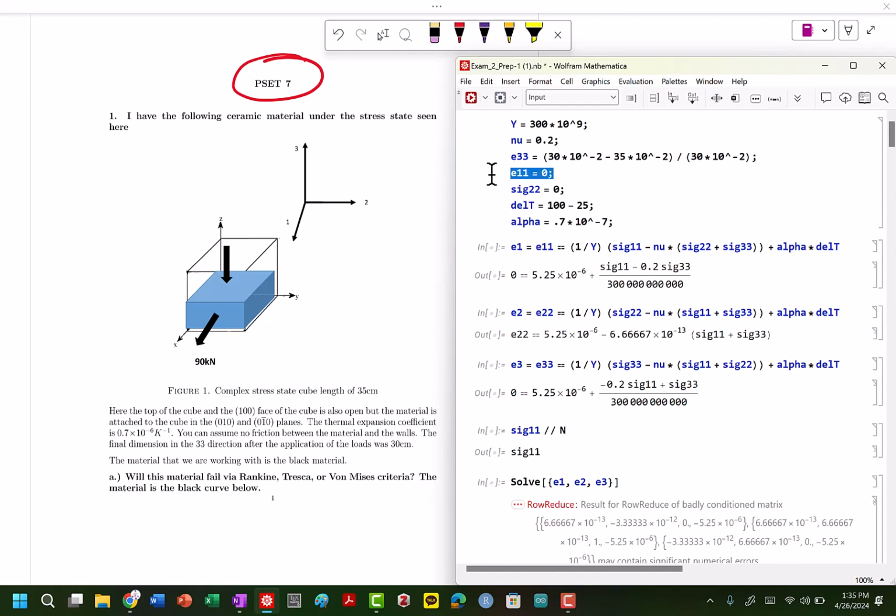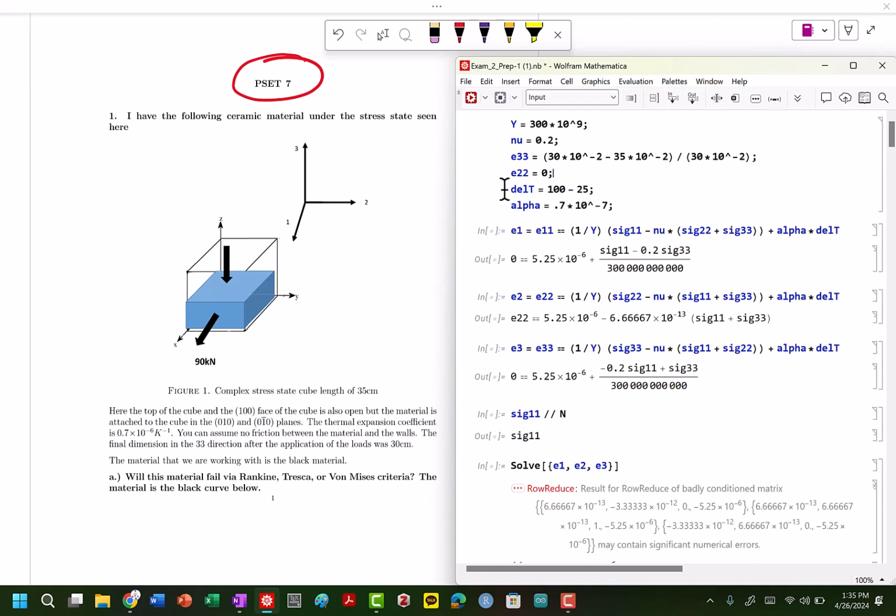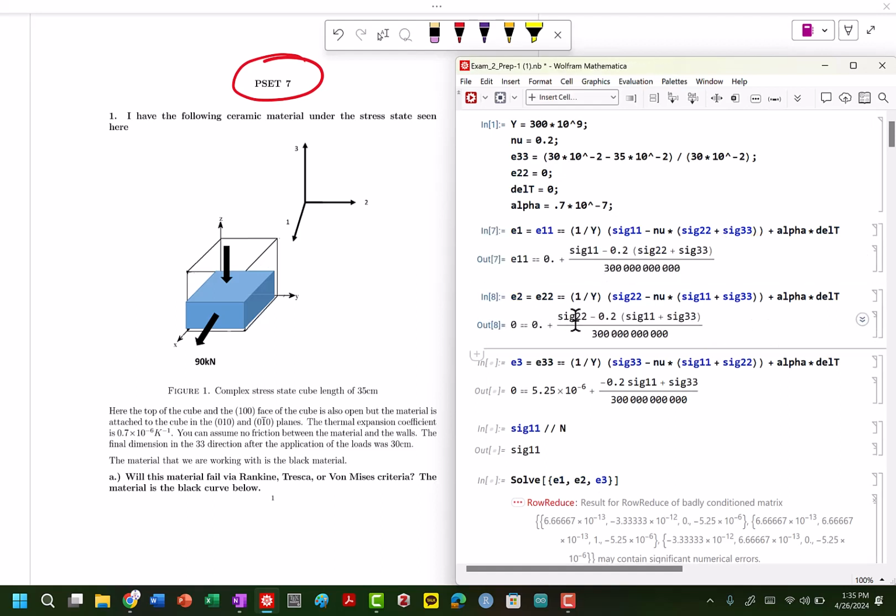We know that E22 is equal to 0. And then there should be a stress. There's going to be strain in all those other directions except for that. So our delta T is 0 for this problem. And let's go ahead. E11 we don't know. E33 we do know. Sig11, Sig22.